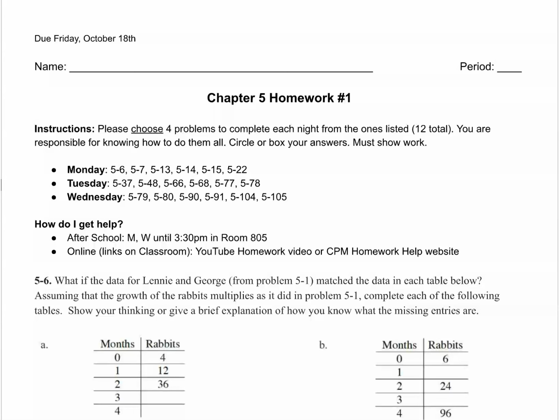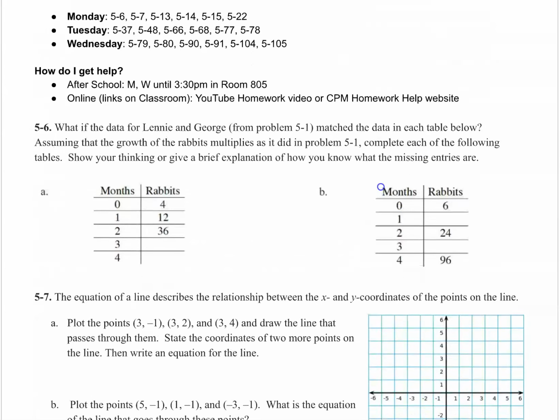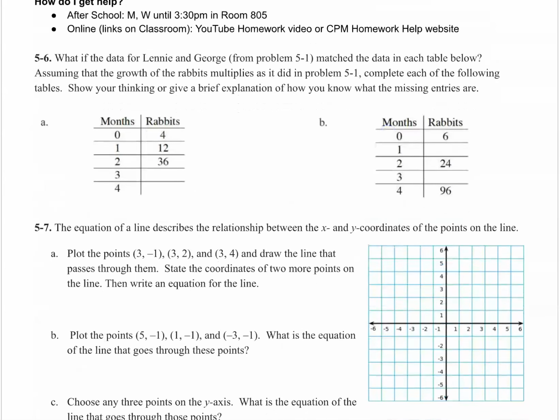Okay, this is chapter 5, homework number 1. Let's start with 5-6. So this goes off the problem we did in class. And the growth is going to multiply. The rabbit growth, let's assume it multiplies just like it did in class. And let's complete each of the following tables. Okay, so it says show your thinking or give a brief explanation.